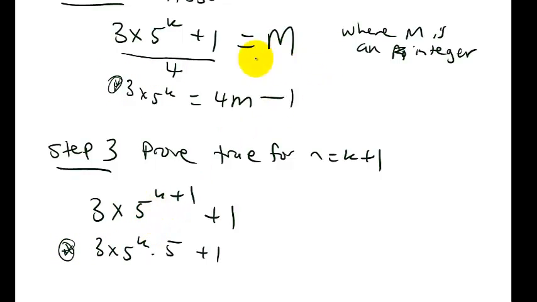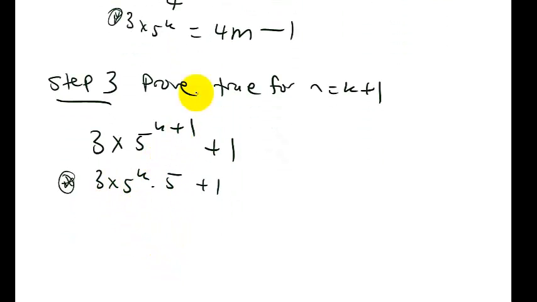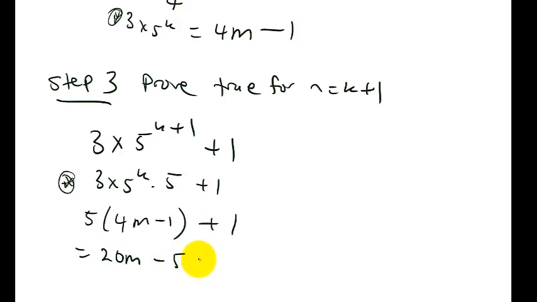That's why we created the m, and that's why we were over 4, so we can manipulate. Now you just have to sub this into this, and hope that it's divisible by 4. Ready? So you're going to get 5, which is from here, at the front, and then 4m, take away 1, plus 1. Any questions? Equals 20m, take away 5, plus 1.